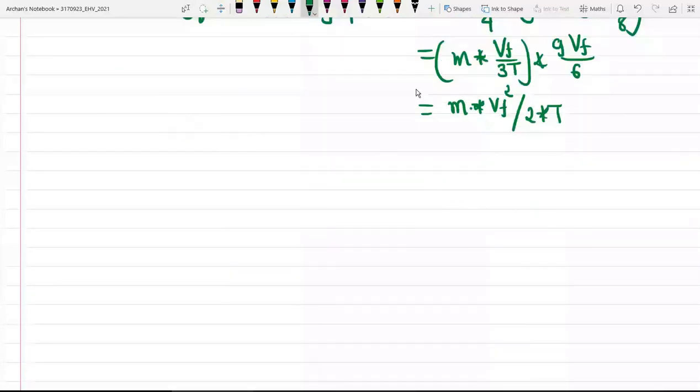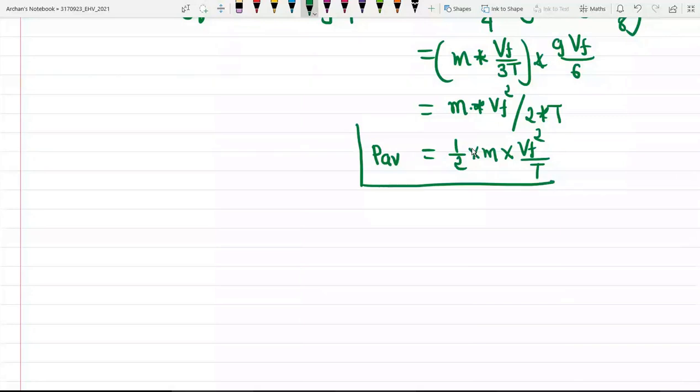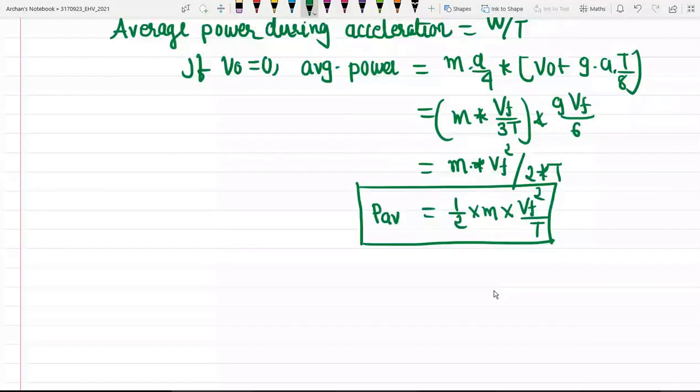Half into M into Vf square divided by T. Sorry. Okay. So this is the average power required. Okay. And that is what we have used in the previous equation. Okay. So this is what we have done. You can see the average power required is half times M into Vf square by T.